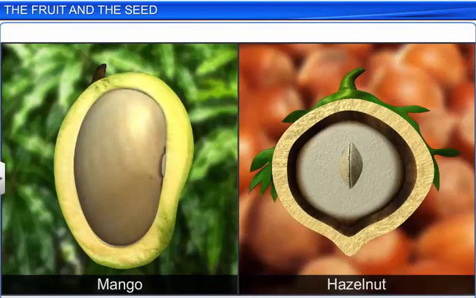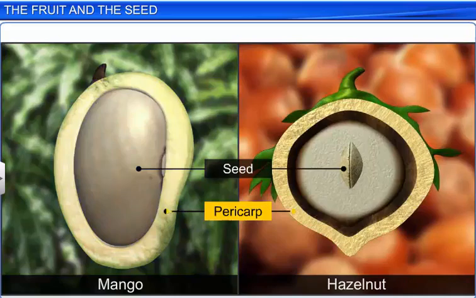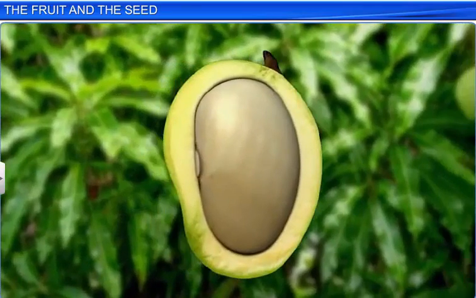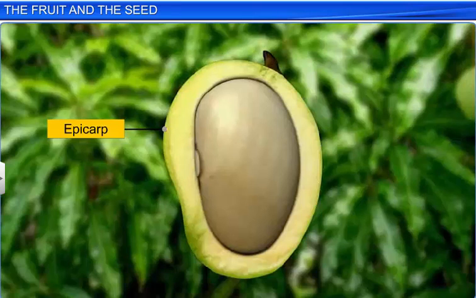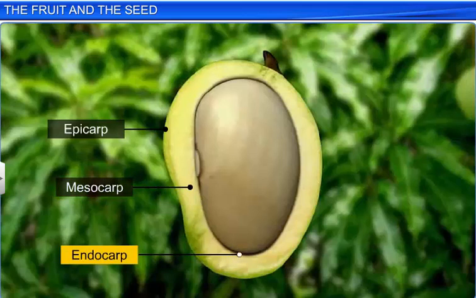Typically, a fruit is made up of two parts, the pericarp and the seed. The pericarp is the fruit wall, and it can be thick and fleshy as in mango or dry as in hazelnut. In the mango, the pericarp is differentiated into three distinct layers: the epicarp, which is the outermost layer or peel, the mesocarp, which is the thick pulpy middle layer, and the endocarp, which is the innermost layer that directly surrounds the seed.